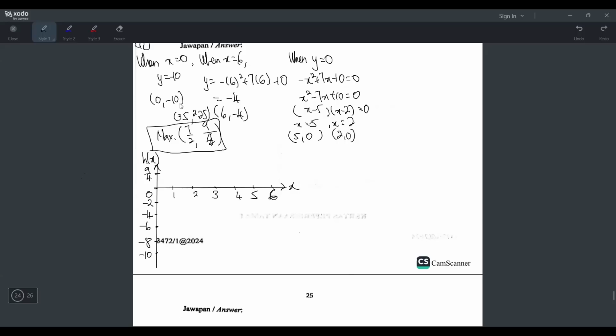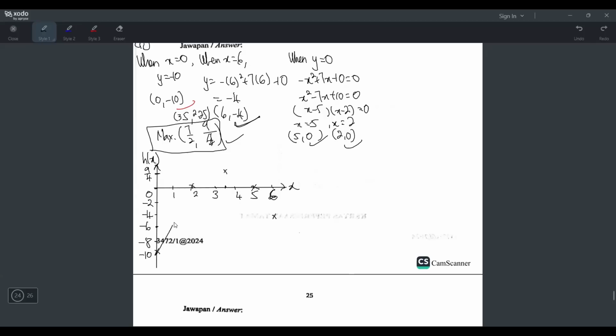So now let's plot. First point is (0, -10). So where is that? This is the first point. And by the way, this is also the y-intercept of the curve. It's the first point, but at the same time it's also the y-intercept. Okay, done. Next point is (6, -4), which is the last point, or you can say the ending point. Done. Next one is (5, 0) and (2, 0). This is the x-intercept. And the last point is the maximum point, (7/2, 9/4). 7/2 is 3.5, so between 3 and 4 in the middle, this is 3.5. 9/4 is just here, right?